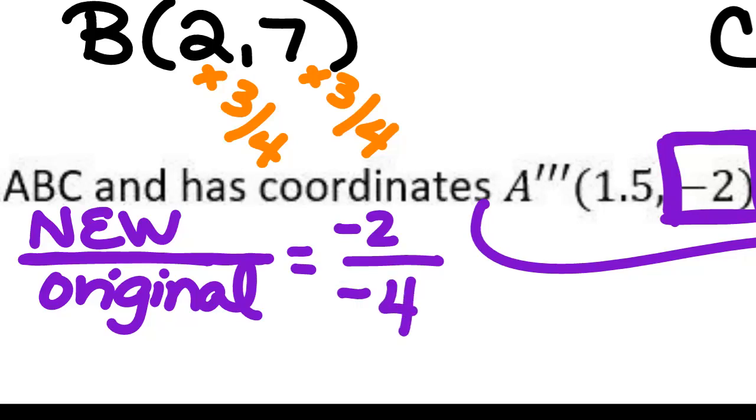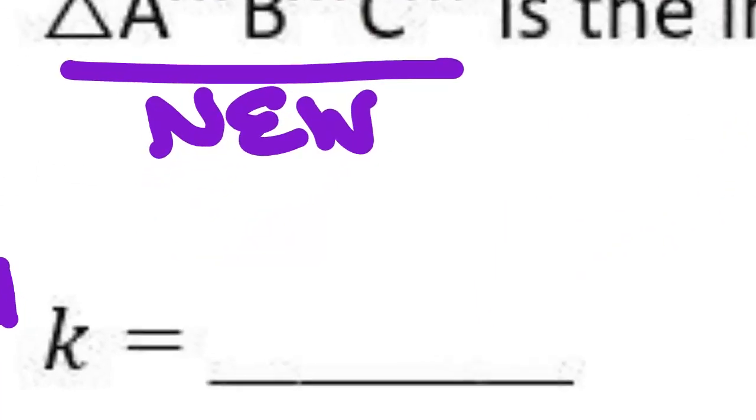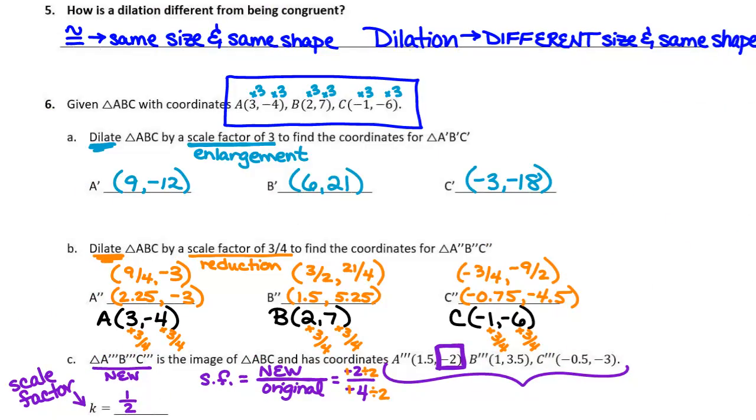And now I have to make sure that my fraction is in simplest form. First thing I notice about this fraction is the top and the bottom are both negative. What's a negative divided by a negative? Positive. So this becomes a positive 2/4. Can I reduce that? Yes. What goes into both 2 and 4? 2 goes into both of those. So my scale factor in fully simplified form would be 1/2. Nice work.